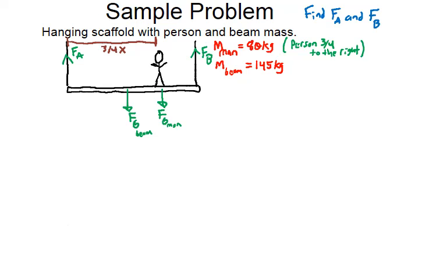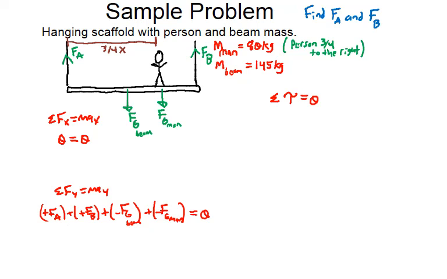So we treat this one just the same way. We choose a rotation point, and we set up our forces in the X and Y. So in the X, there are no forces. In the Y, we've got the positive FA plus the positive FB plus the negative force of gravity of the beam, negative force of gravity of the man. Go ahead and set up your torques and see if you can solve for one of your forces, and then use the forces in the Y to find the other one. So go ahead and pause the clip, and when you're ready to check, you can hit play to continue.